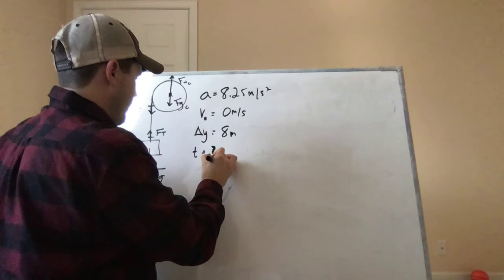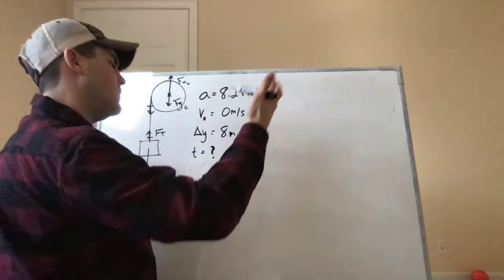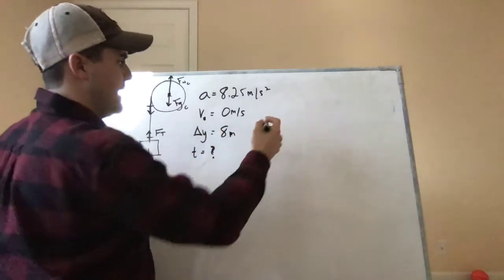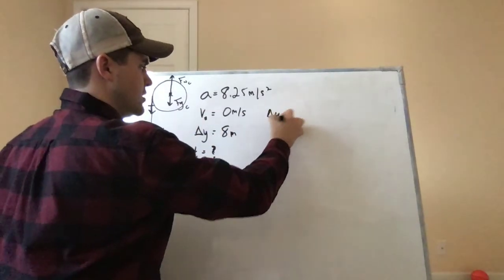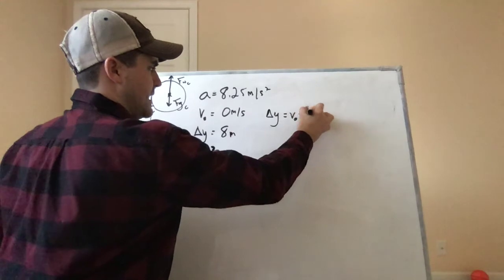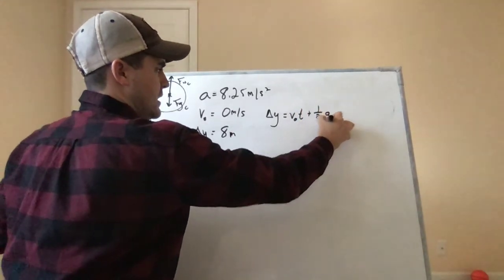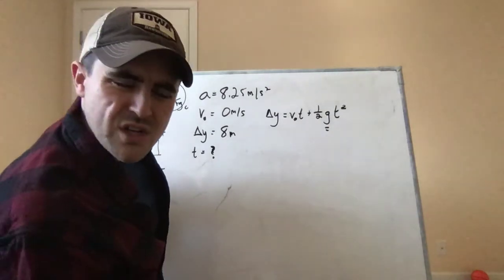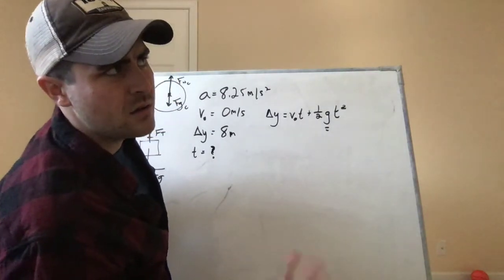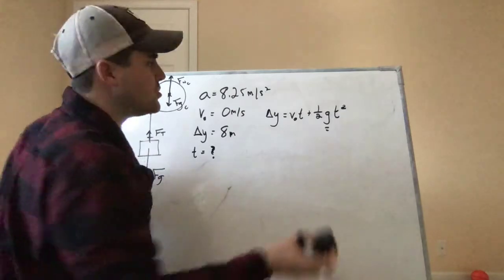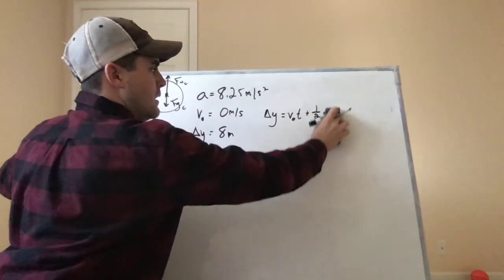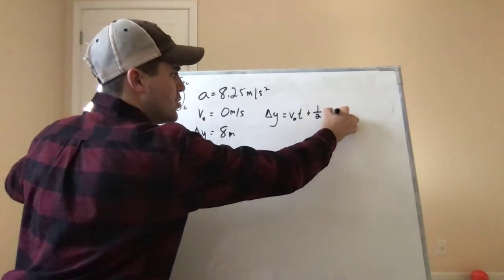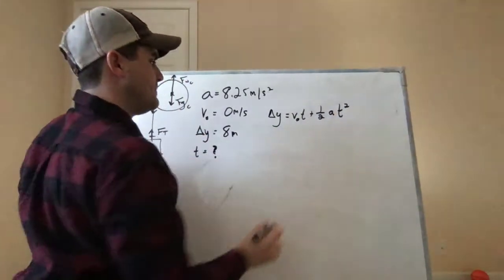Let's think about this. I know acceleration. I know initial velocity. Oh, you know what? Acceleration, displacement, time. This is my quadratic. Change in y equals initial velocity times time plus 1/2 gt squared. Why is it g? Oh, should it be g? I'm going in free fall? No, we're not in free fall. Don't get carried away. Yes, we are moving in the y direction, but no, we are not in free fall. Make sure you use acceleration.